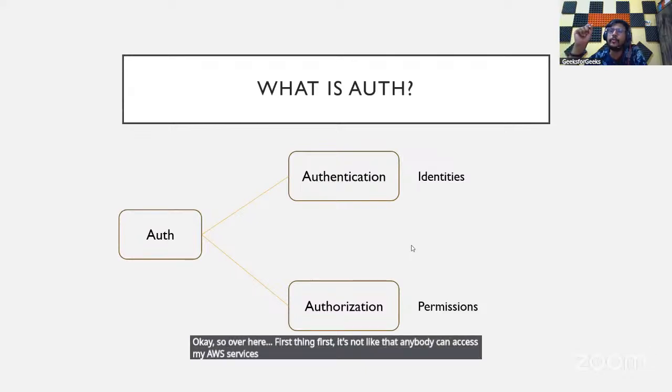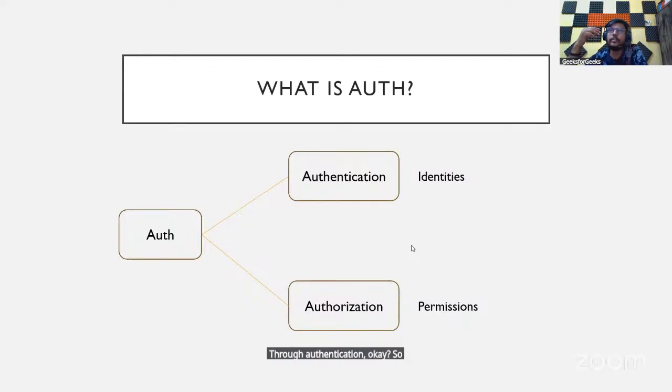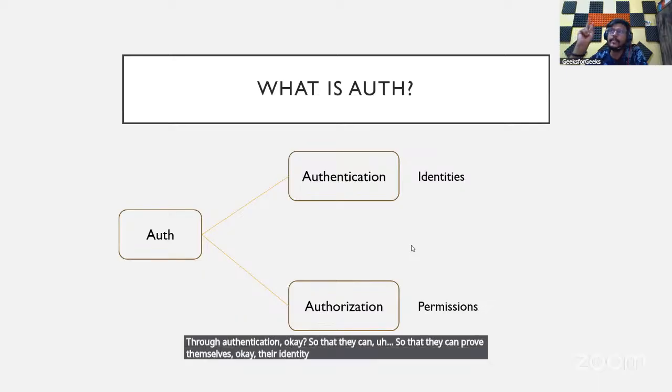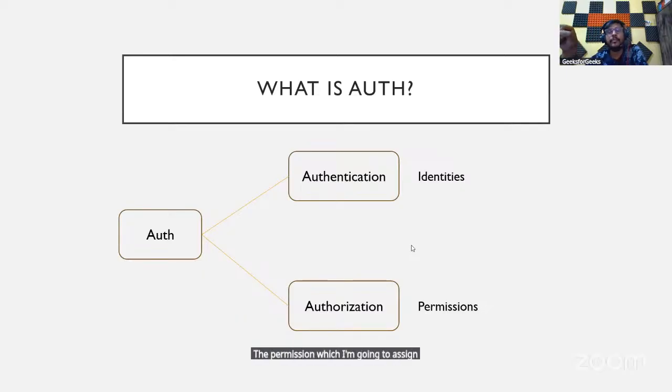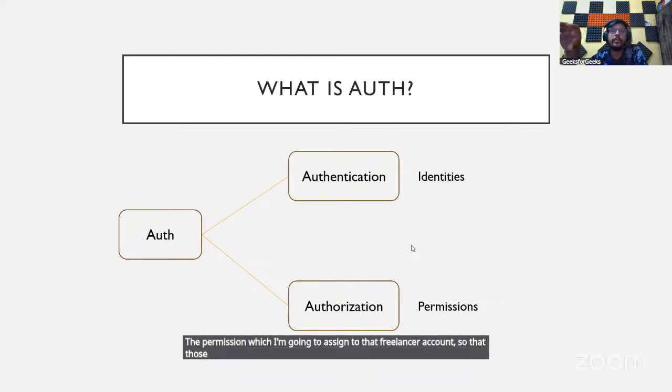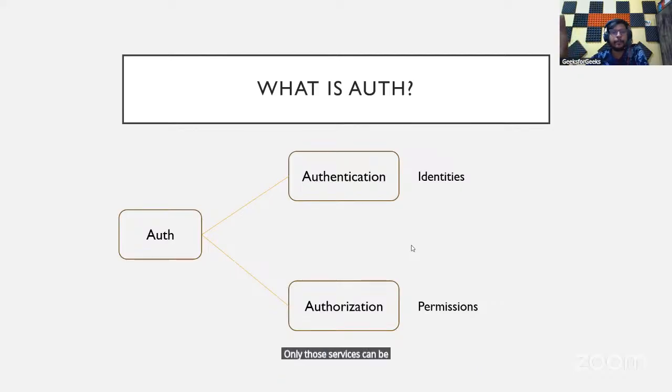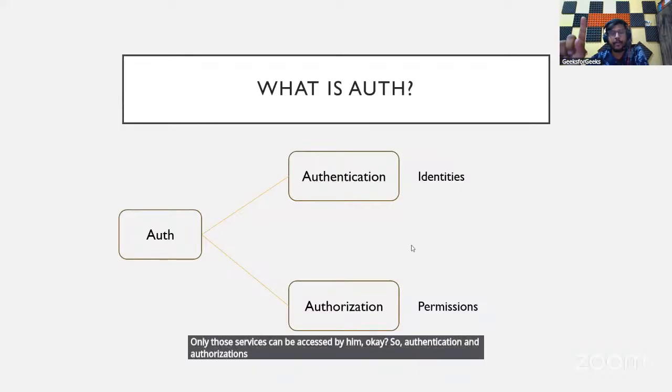So I'm going to create an identity for that freelancer through authentication, so that they can prove themselves. Second thing, the permissions which I'm going to assign to that freelancer account, so that only those services where he is asked to work can be accessed by him. So authentication and authorization are very much important, and from here IAM comes into the picture.